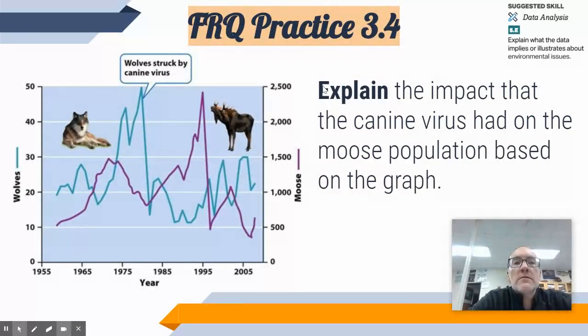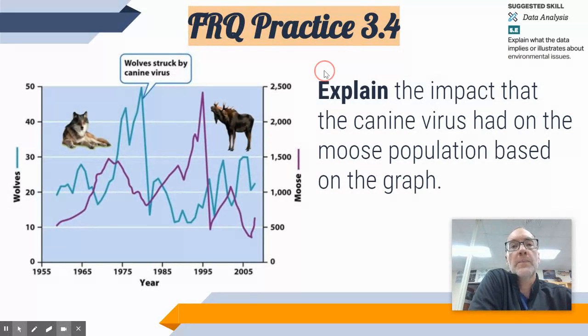So here's a practice. What I'd like you to do is take a look at this graph that has to do with predator-prey relationships. I believe this might be on Isle Royale. If you've ever been up into northern UP, Michigan, or up in Duluth, Minnesota, you can access a pretty cool spot. I recommend taking a boat ride sometime to the National Park Isle Royale, where they have done extensive research on wolves and moose populations, which are kind of isolated on that island. So explain the impact the canine virus had on the moose population based on the graph.